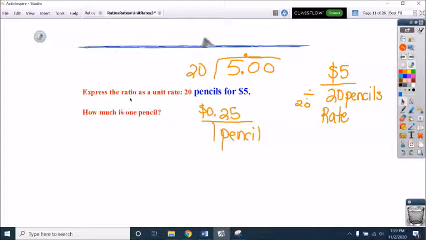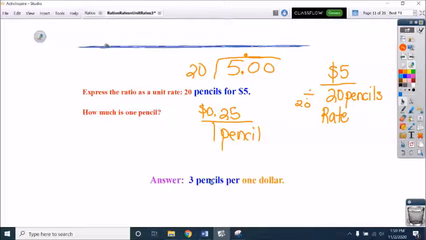So express the ratio as a unit rate. 20 pencils for $5. Now let's not get confused here, and we don't want to know how much of a pencil we get for $1. We want to know how much each pencil cost. So money is going to go in the numerator, and the quantity of pencils is going to go in the denominator. This is it written as a rate first. So now we know we're doing 5 divided by 20. And 5 divided by 20 means it's 25 cents per pencil, or 25 cents over 1 pencil.